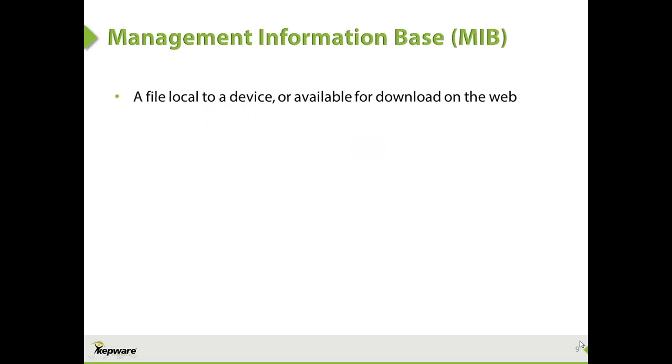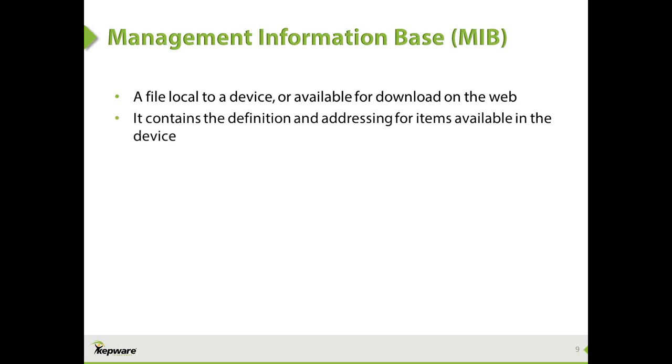So how do managers access information from devices? Well, they use something called a management information base. This is a file, and it's local to a device or available for download on the web. It basically acts as a reference list for the manager to point to information in the device and find the correct information that it's looking for.